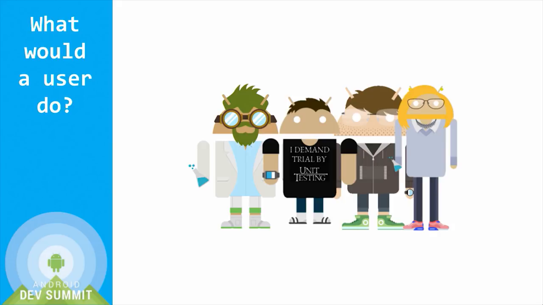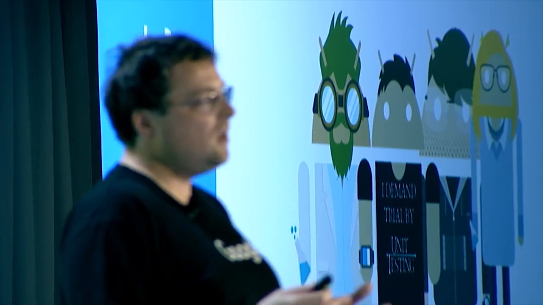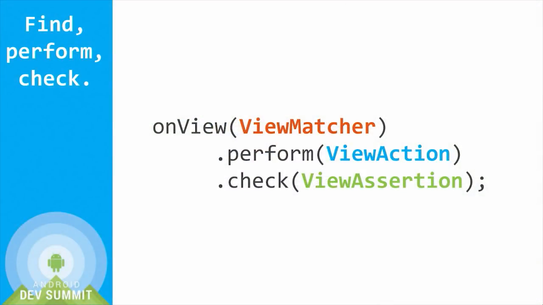So when we started creating Espresso, we tried to look at UI testing from a different angle, right? We didn't want it to focus so much on implementation details like activities and fragments. Instead, we took a step back and thought, okay, what would a user do? If you think about what you do every day when you interact with your device, you pick it up, you find some view on the screen, then you perform some action on it. You might click on a button or swipe, and then you observe some UI state change. And this is essentially what our Espresso API looks like.